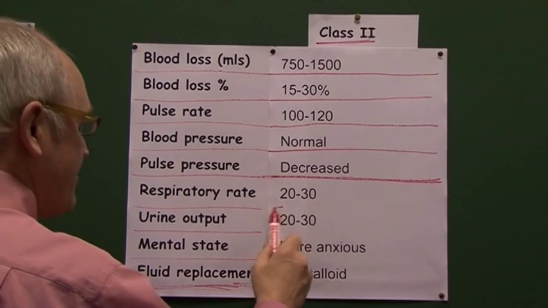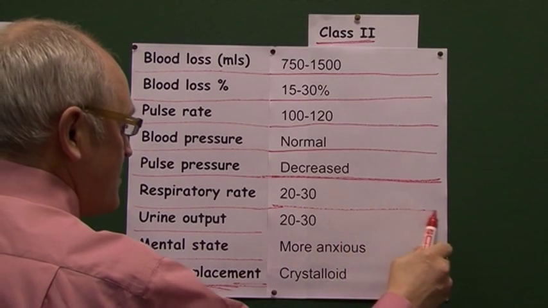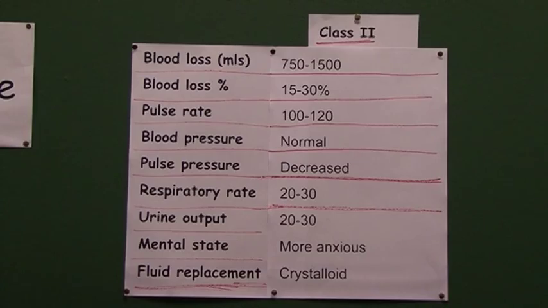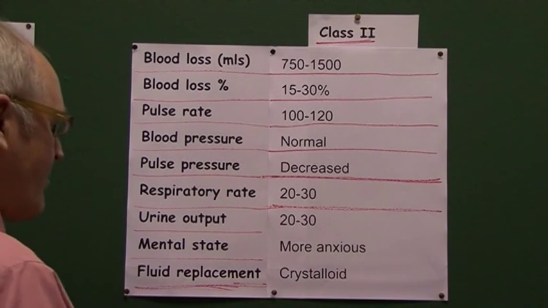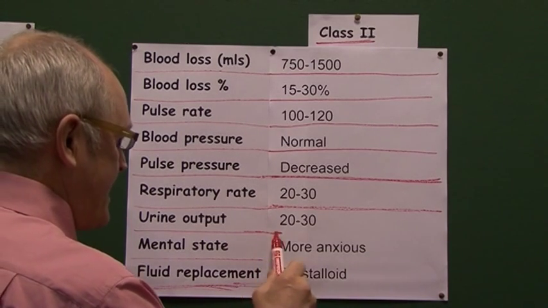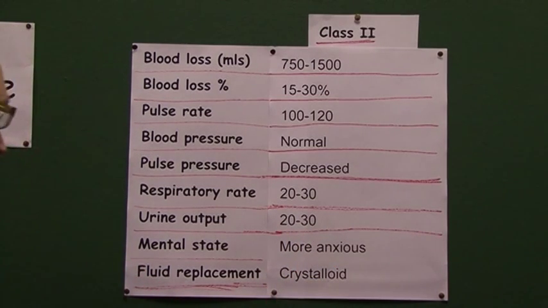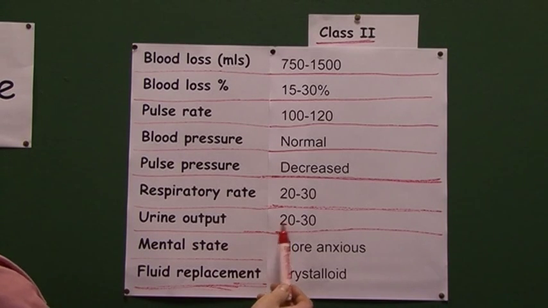Respiratory rate now is increased, well above normal, 20 to 30 breaths per minute. The patient is now tachypneic. The urine output can still be reasonably well maintained. It's probably just going to drop a bit, so 20 to 30 mils urine output. Although with that, I would say that this patient is now in an acute renal failure. If it's less than 30 mils, probably they're getting into acute renal failure territory.